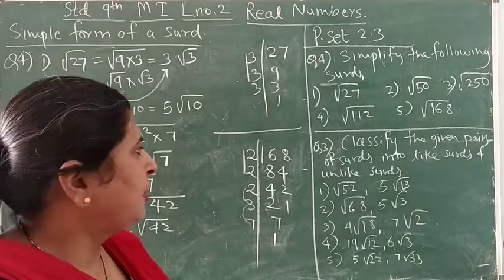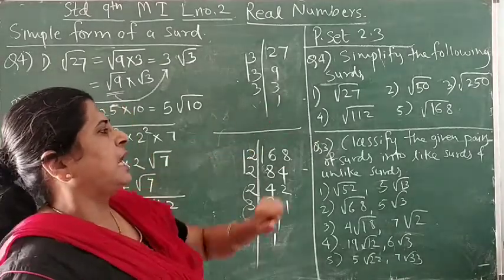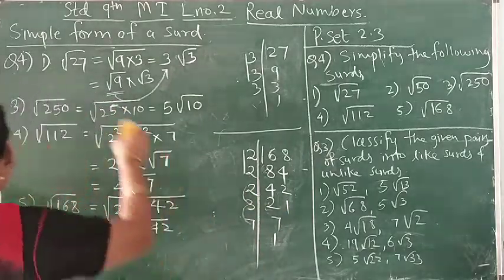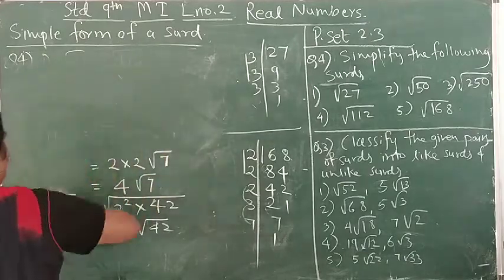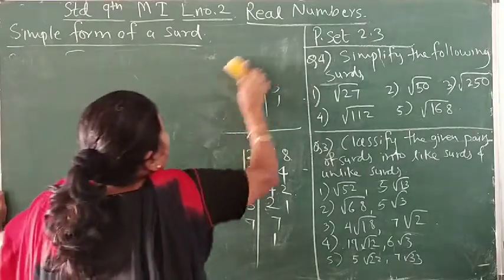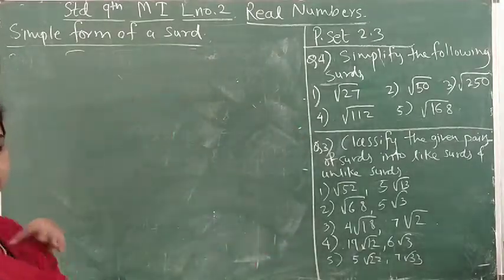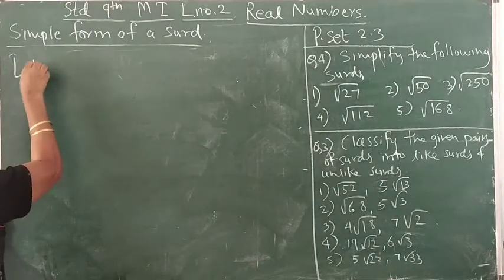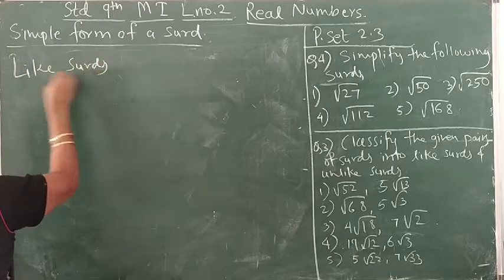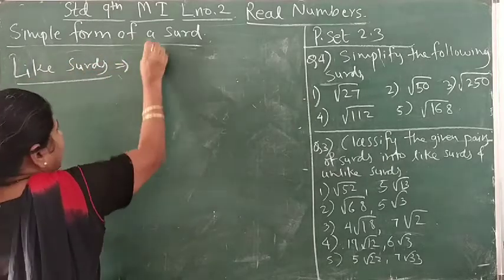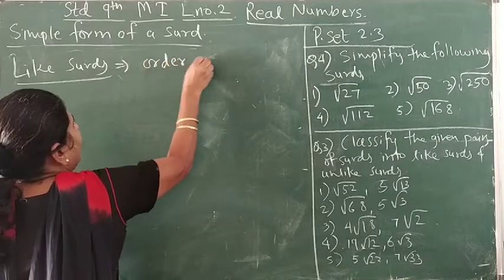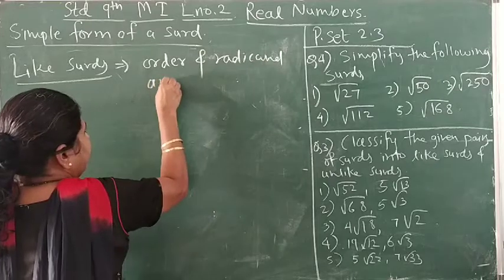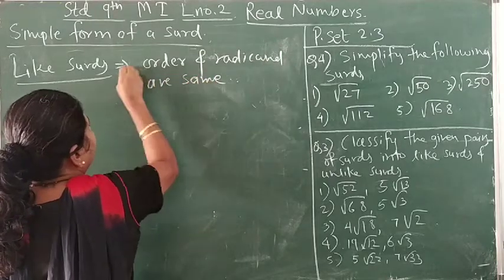Now quickly we are going to see how we can classify the given pairs of surds into like surds and unlike surds. So for this, what do we have to check? Of course, to classify the surds as like and unlike, what do we mean by like surds? Like surds are the surds where the order and the radicand are the same. If order and radicand are the same, then it is called a like surd.